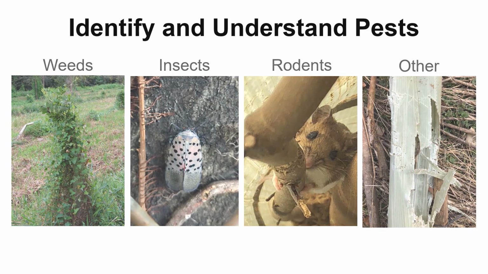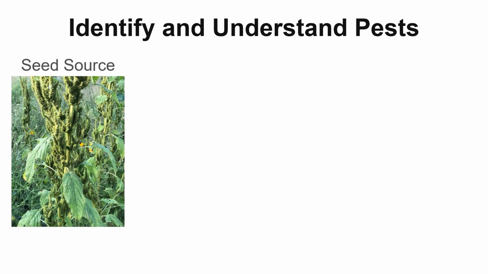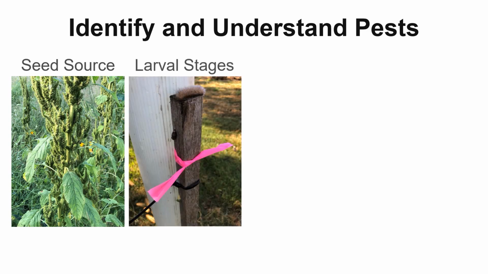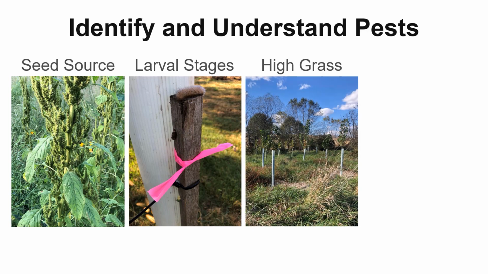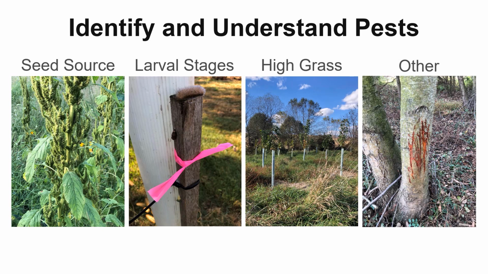A few questions you might want to ask include, do your buffer weeds produce thousands of seeds to reproduce or sprout from root suckers? Could insect pests be present in larval stages that are easier to deal with now rather than when they emerge as adults? Are the rodents in your buffer using your tall weeds for nesting and shelter? Is the deer pressure too high, or are there other pests impacting the health of your buffer?